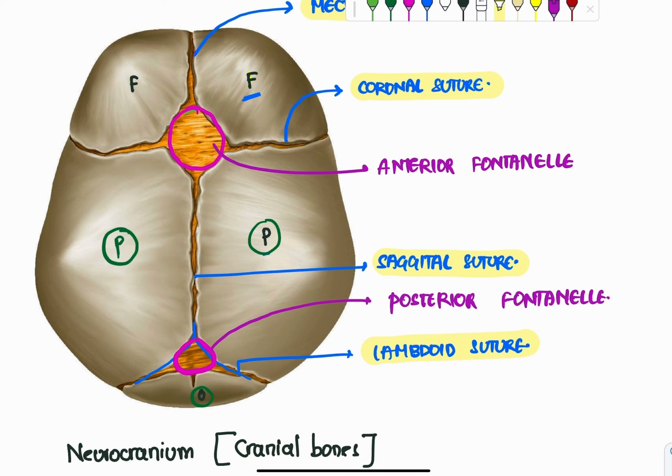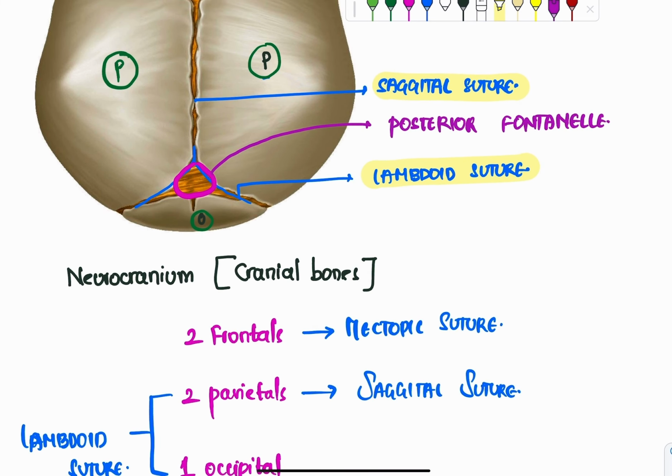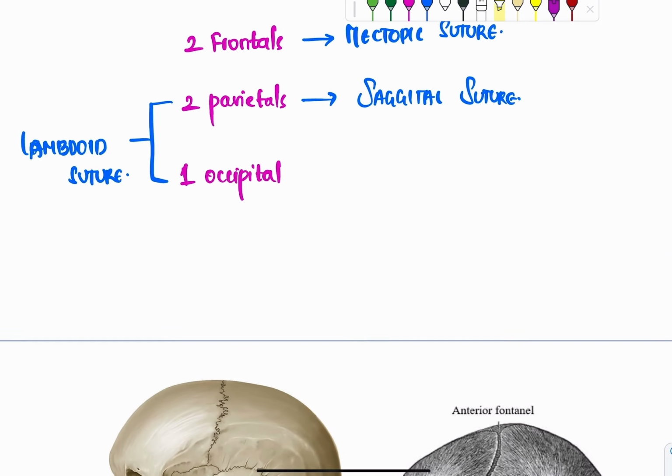Now just look at anterior fontanelle and see how many bones are taking place here to form this anterior fontanelle. Anterior fontanelle is formed by two frontal bones and two parietal bones. Is occipital bone taking part in the formation of anterior fontanelle? No. Okay. In the same way, if you look at the posterior fontanelle, it is formed by two parietal bones and one occipital bone. So let us write that down.